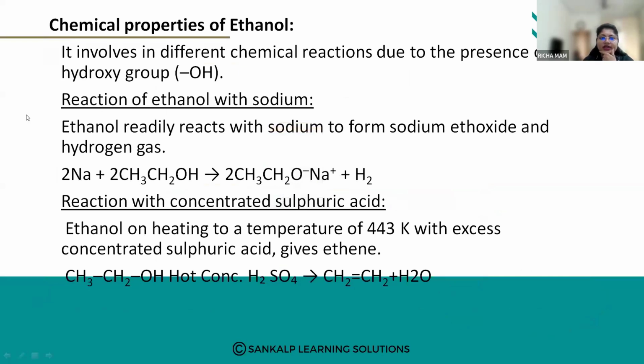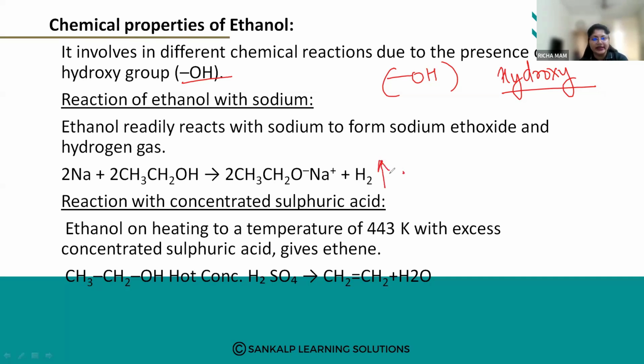Next are the chemical properties of ethanol. Ethanol undergoes different chemical reactions because of the presence of the OH group. The OH group is called the hydroxy group. Because of the presence of this hydroxy group, there are different properties of ethanol. Firstly, when it reacts with sodium, you are going to get sodium ethoxide, and hydrogen gas is liberated.